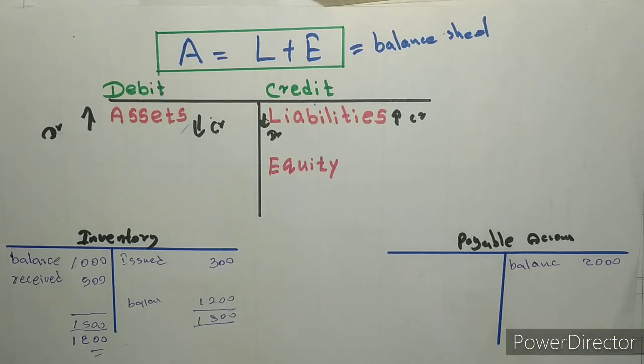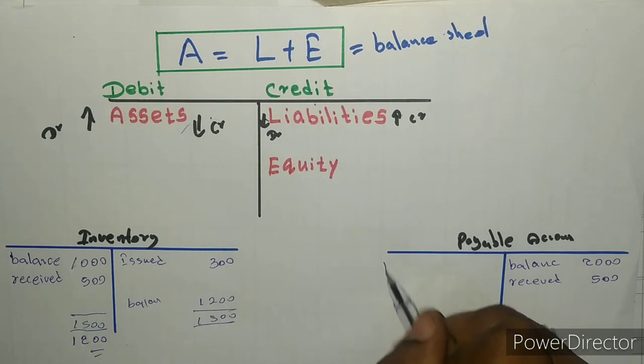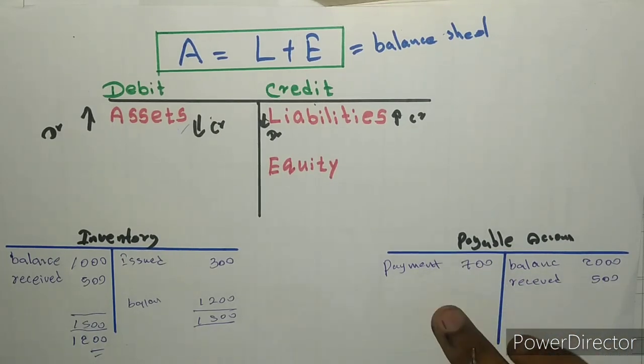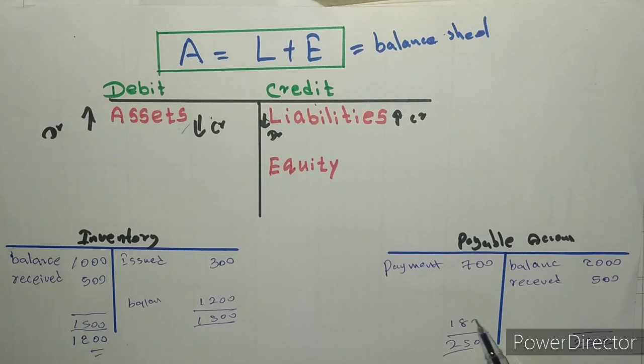During the accounting period, the company received new invoices of 500. Due to this transaction, accounts payable goes up, the credit balance increases. During the accounting period, the company makes payment to suppliers, payment made to suppliers 700. Due to this transaction, accounts payable goes down. The debit to the account pulls the balance down. You can see now 2,500 and 1,800.